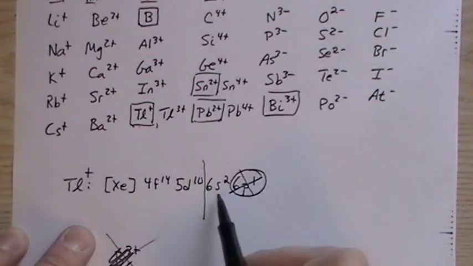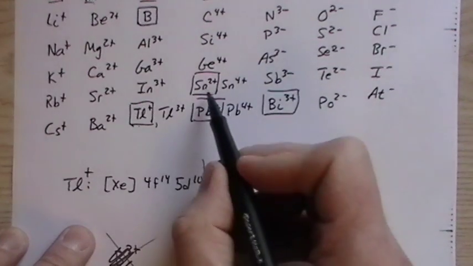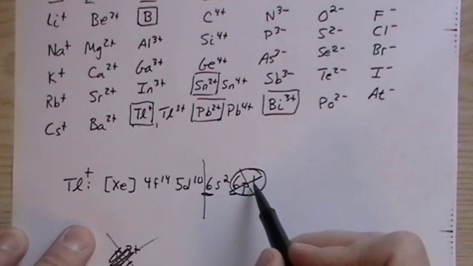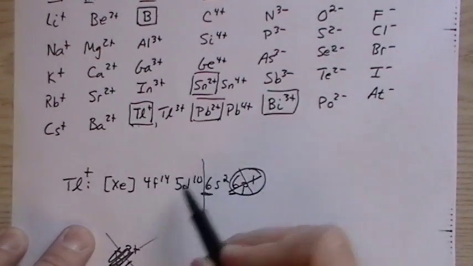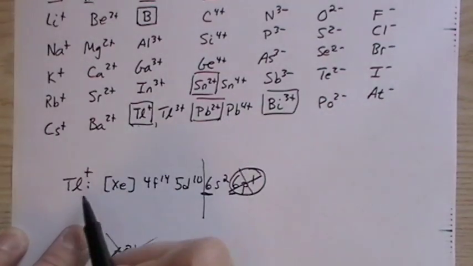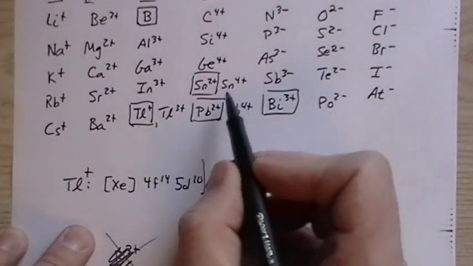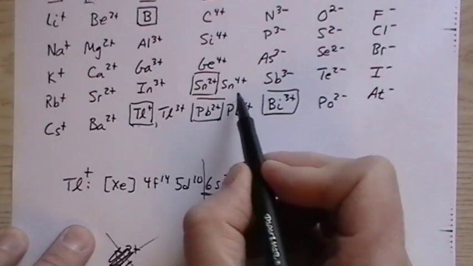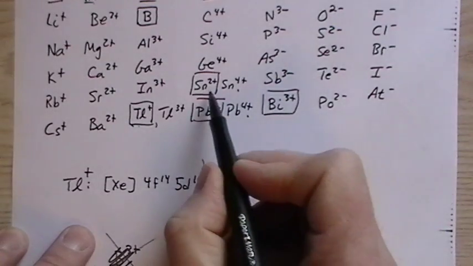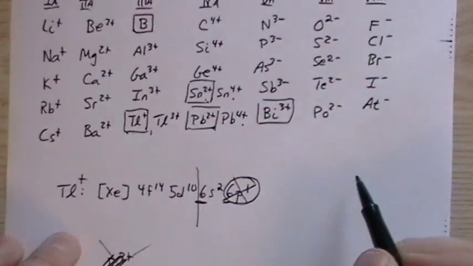So they either lose, now they have different numbers here, but tin and lead can either lose just the p electrons or the p and the s, analogous to what happened with thallium. And so we get these possibilities. We talked about these in the previous class. These are new. Make sure you know those.